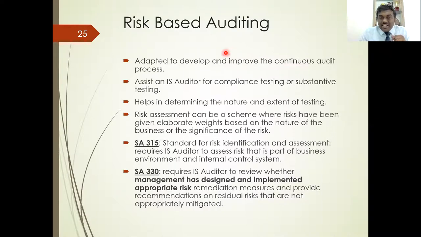And your SA 315 and SA 330 are very good auditing standards. I would highly recommend going through the gist of SA 315 and 330 because you can expect one or two questions in the examination. SA 315 is the standard for risk identification and assessment. It says an IS auditor should assess the risk that is a part of the business environment and the internal control. SA 330 says the auditor has to evaluate whether management has designed and implemented the appropriate risk responses. So please understand the 315 and 330 difference. 315, the IS auditor has to assess the risk. 330, the IS auditor has to assess the effectiveness of controls deployed by the client for mitigating this. So that's the difference between 315 and 330.